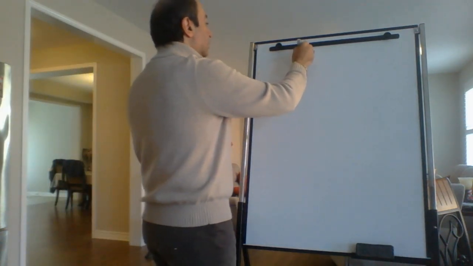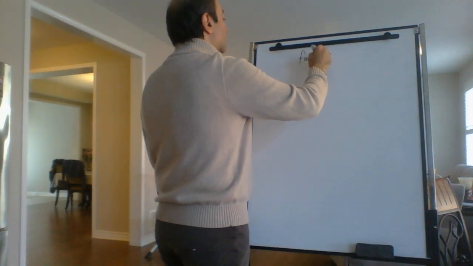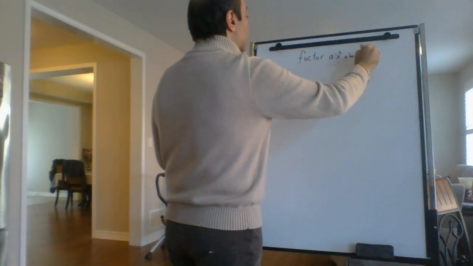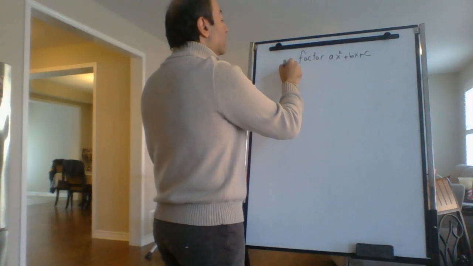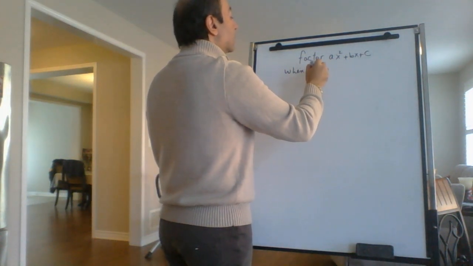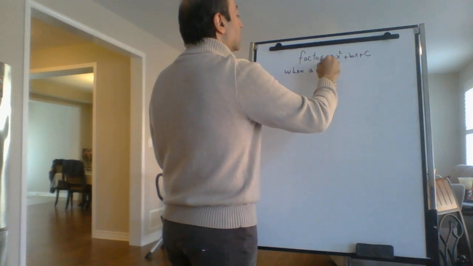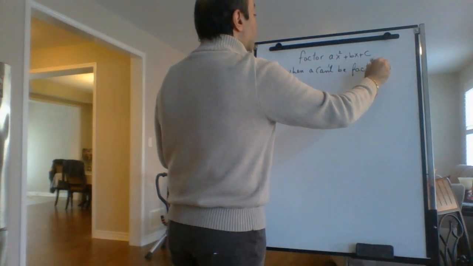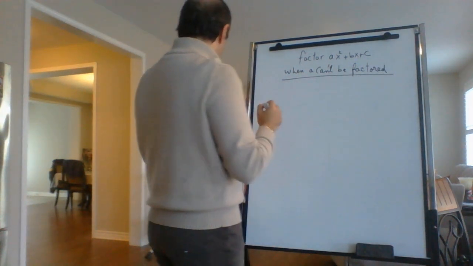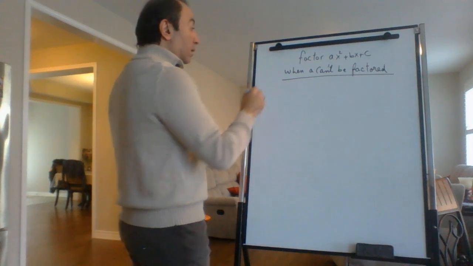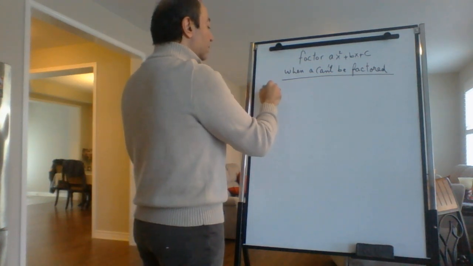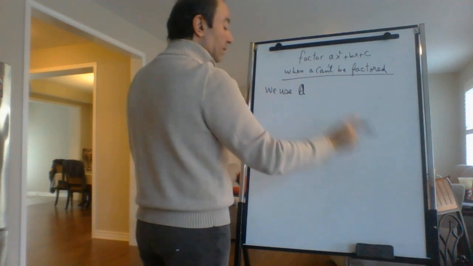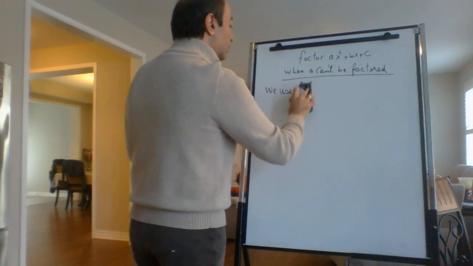Today's lesson is about factoring ax squared plus bx plus c when a can't be factored out. A is not a greatest common factor in this case. In this case, we use a method called the AC method. So we're going to use a method that's called AC.